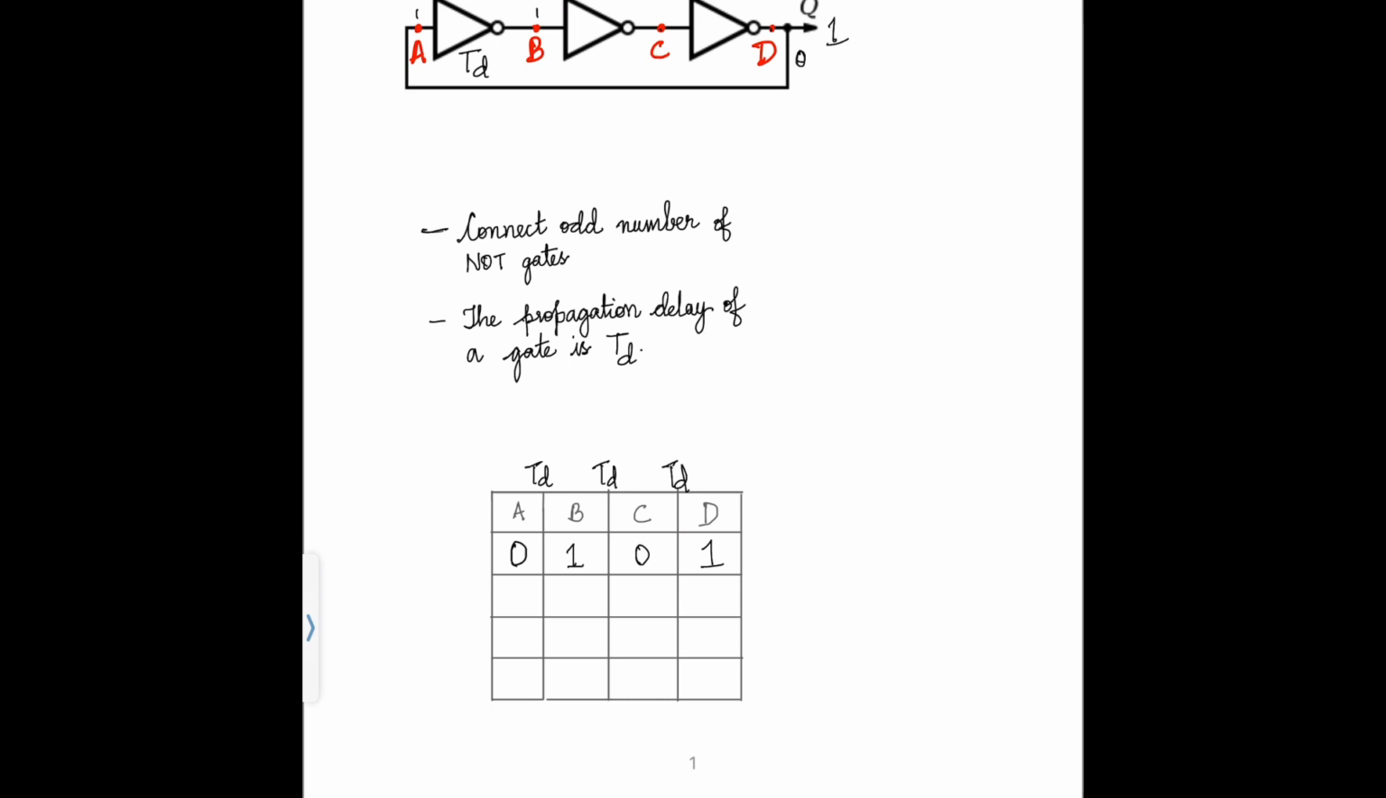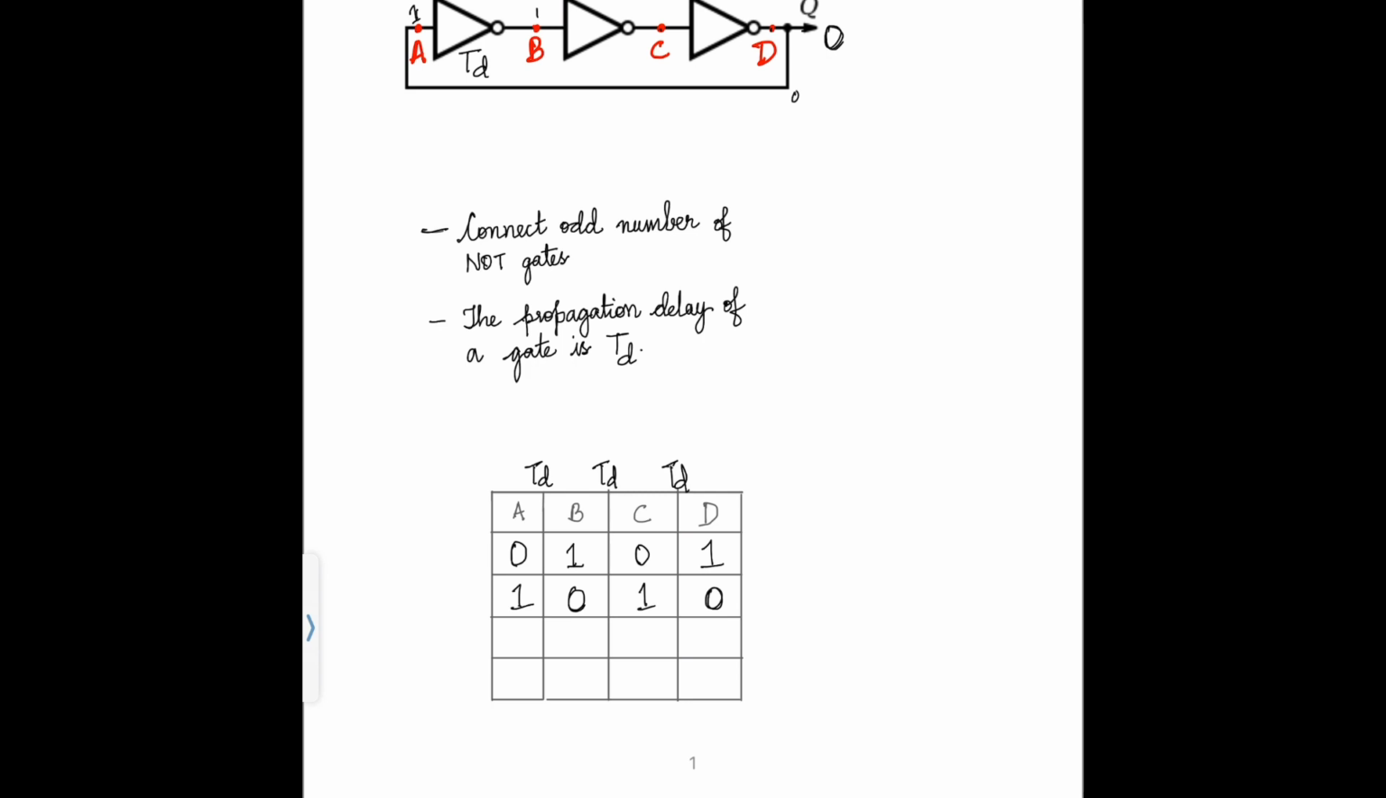So now we have 1 here, and 1 travels all the way to A. So A will be 1. After a time delay of Td, it will be 0 at the point B. And again after a time delay of Td, it will be 1 at point C. And again it will be 0 at point D after Td. So we have the output 0. We gave the input 1 and now we have the output 0.